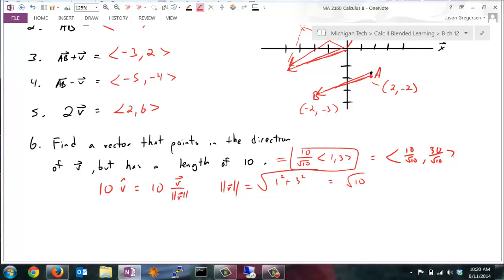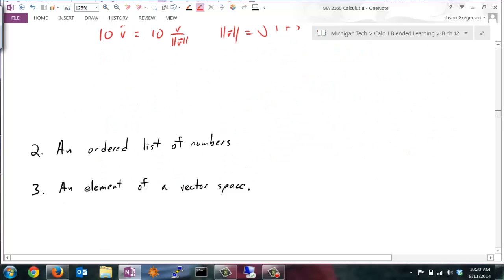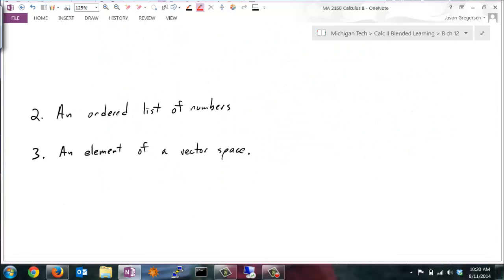Okay, so when I started off, I talked about the representations of a vector. And I said it's something with magnitude and direction. And it can be represented by an arrow in 2 dimensions. But that's not the only representation we have for vectors. In fact, we can think of vectors much more generally. And that's very useful. So here's 2 other ways we can think about vectors.